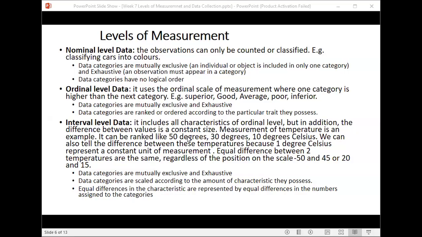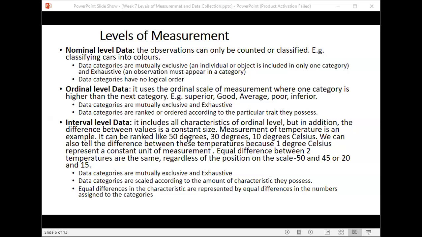You can't say 1 degree between 10 degrees and 30 degrees is different from 1 degree between 30 and 50 degrees. No. 1 degree measures the same constant unit. It has the same constant understanding of representation. So equal differences between two temperatures are the same. Between 10 degrees and 30 degrees, the difference is 20 degrees Celsius. Between 30 degrees and 50 degrees, the difference is 20 degrees Celsius. And these two 20 degrees Celsius are all the same, because 20 degrees is not different from another 20 degrees, all because a degree measures the same constant unit of measurement.